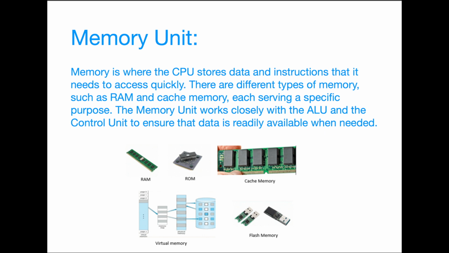Now, let's talk about the memory unit. Memory is where the CPU stores data and instructions that it needs to access quickly. There are different types of memory, such as RAM and cache memory, each serving a specific purpose. The memory unit works closely with the ALU and the control unit to ensure that data is readily available when needed. To better understand the magic that happens inside your CPU, let's see how these three components work together.